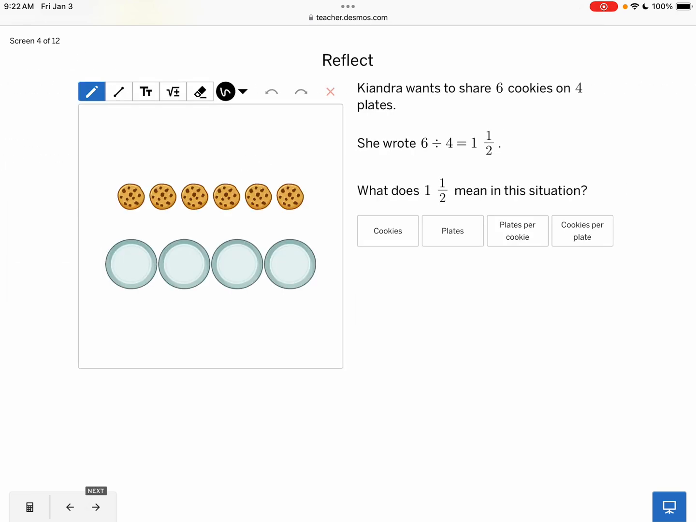All right, Keandra wants to share 6 cookies on 4 plates. She wrote 6 divided by 4 equals 1.5. What does that 1.5 mean in this situation? Well, the 1.5 does not mean cookies because there are 6 of them. It does not mean plates because there are 4 of them. It would mean how many cookies are on a plate, so cookies per plate. Remember that the word per means 1.